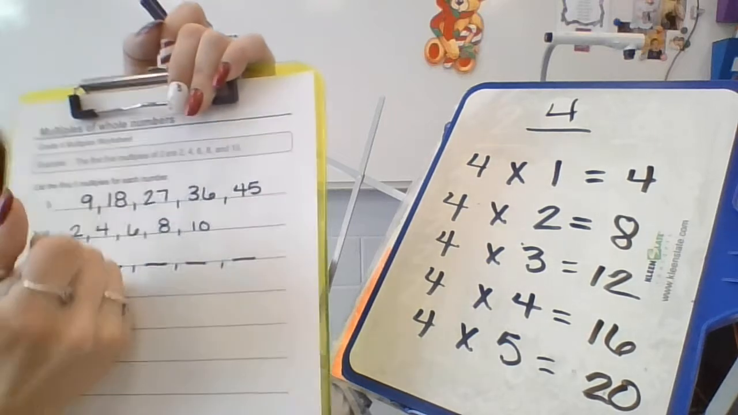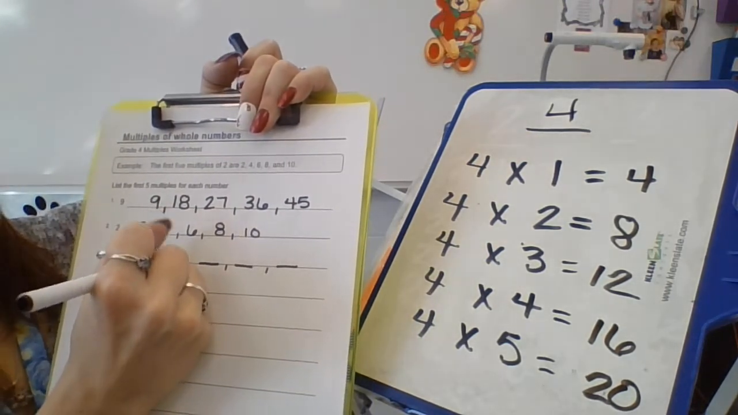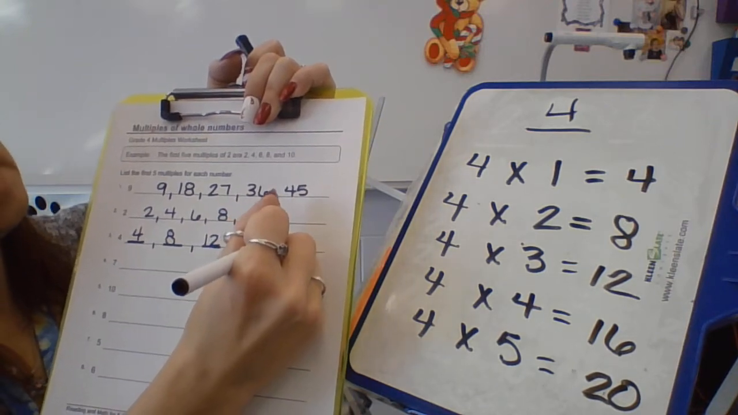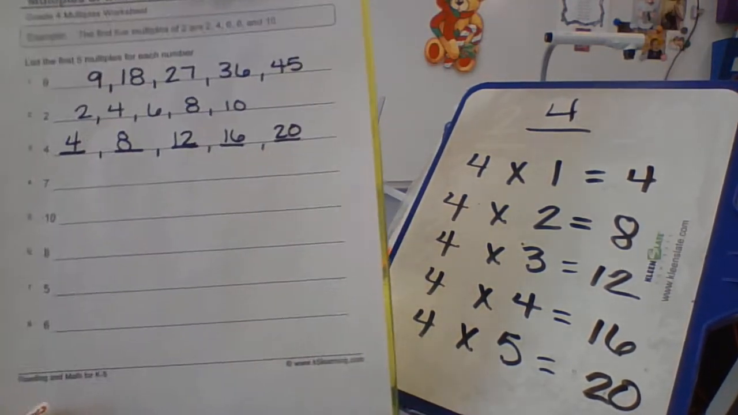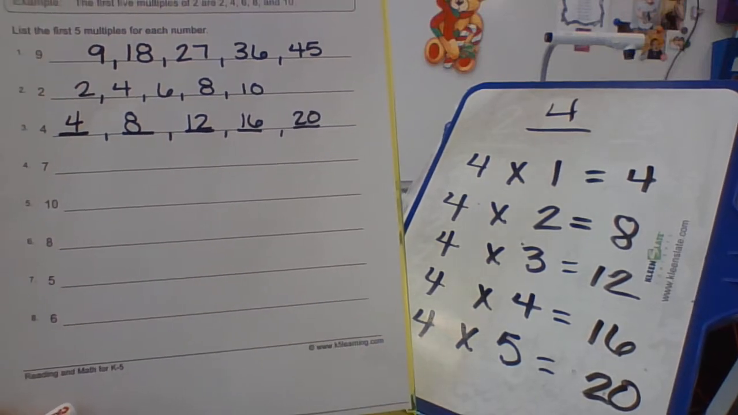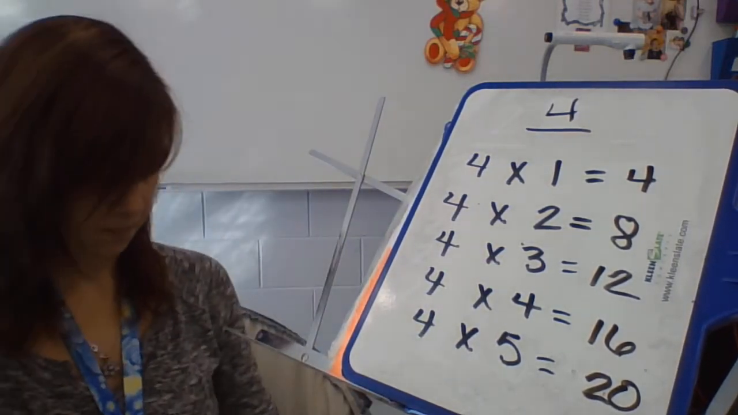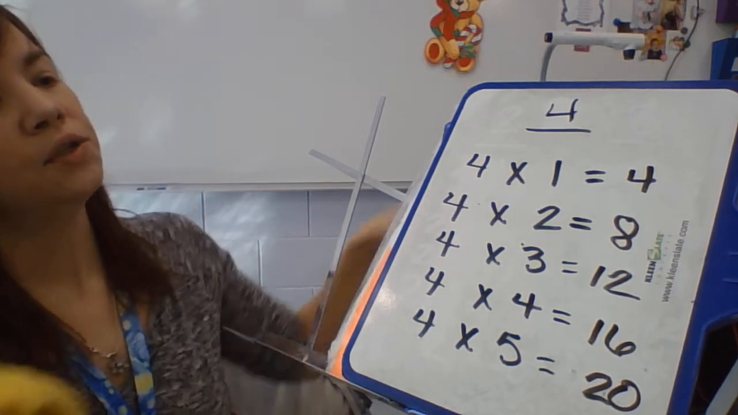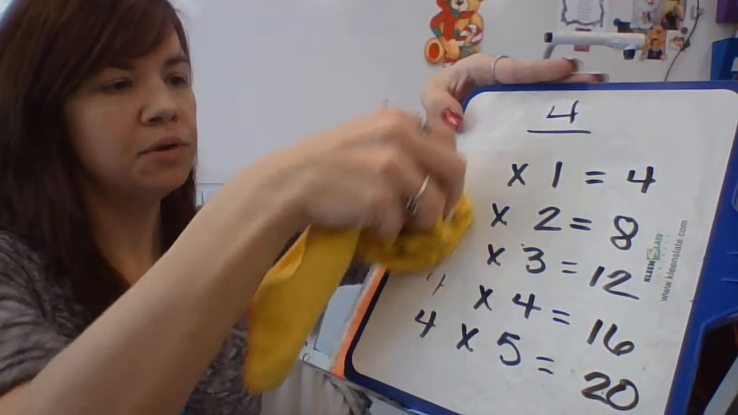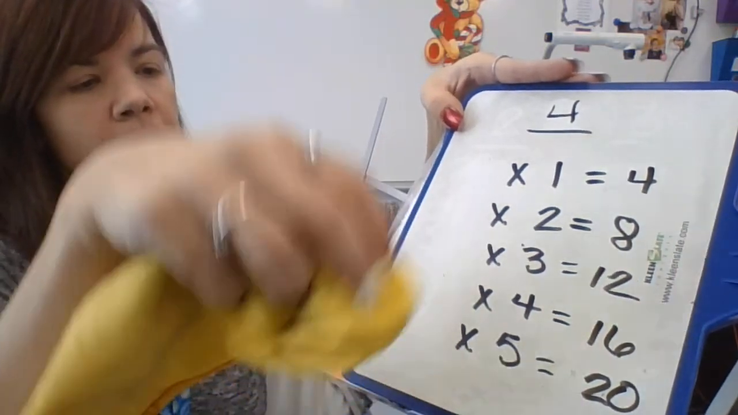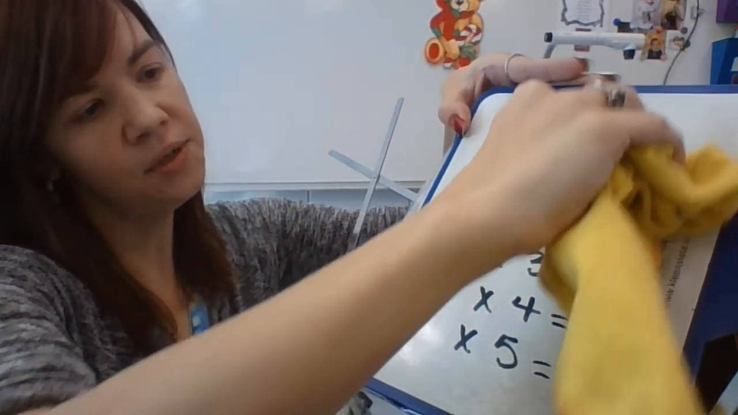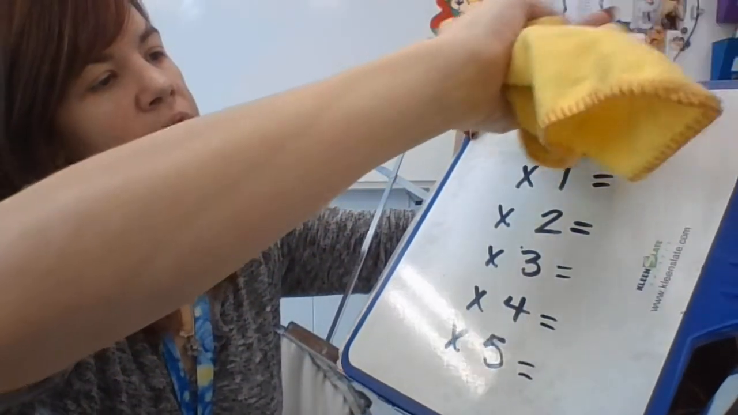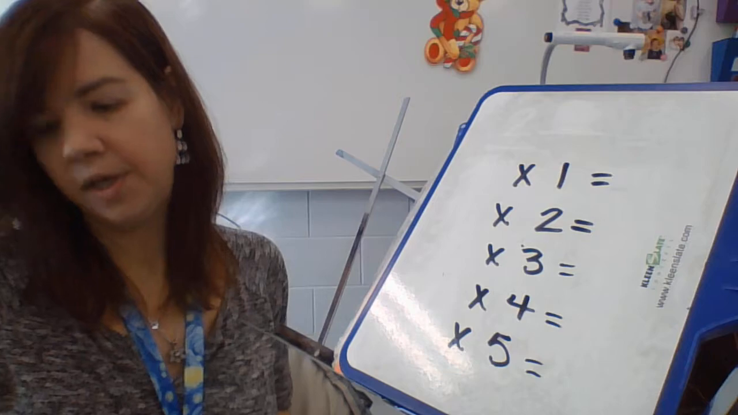So 4, and the next one will be 8, 12, 16, and 20. All right. Do 2 more with you, and then I want you to try the rest on your own. Hopefully, this is beginning to make sense to you. And you're not quite so lost if you were to begin with.